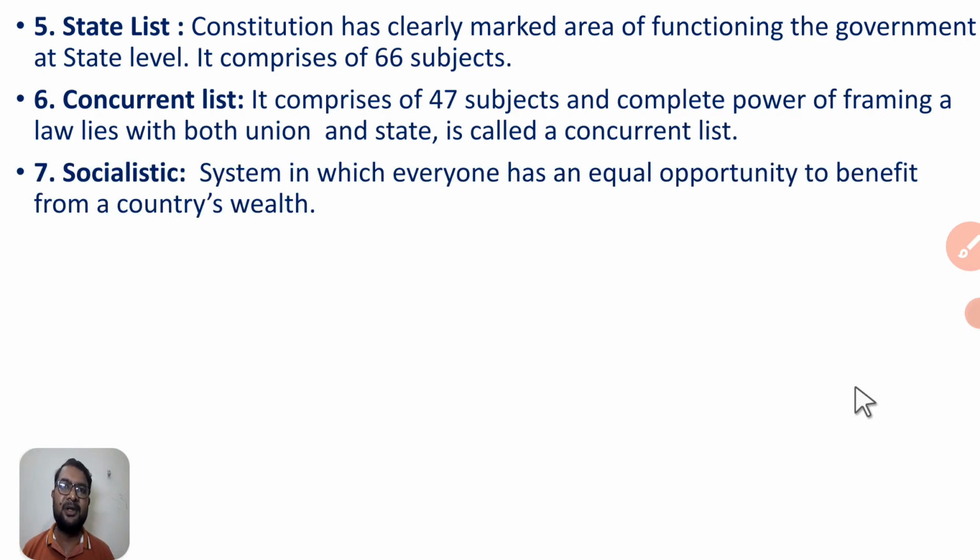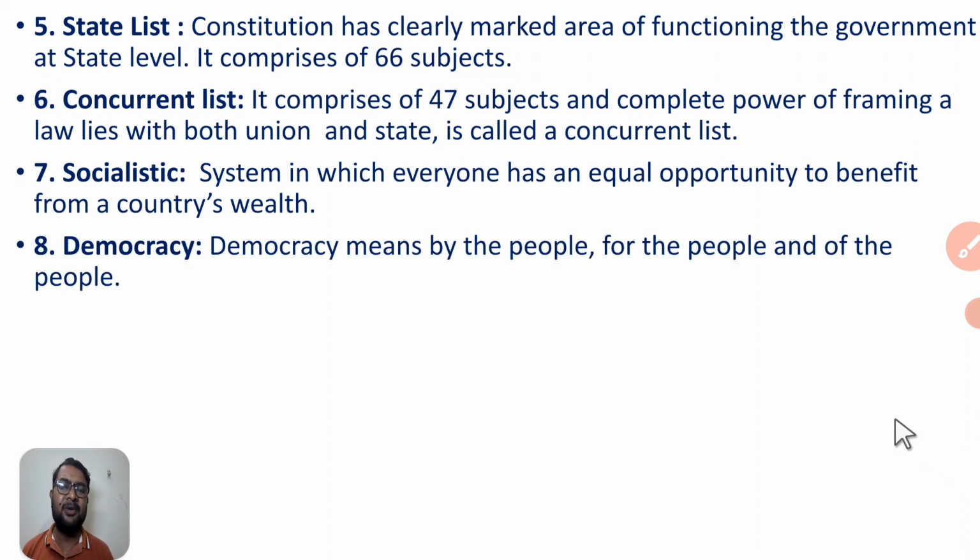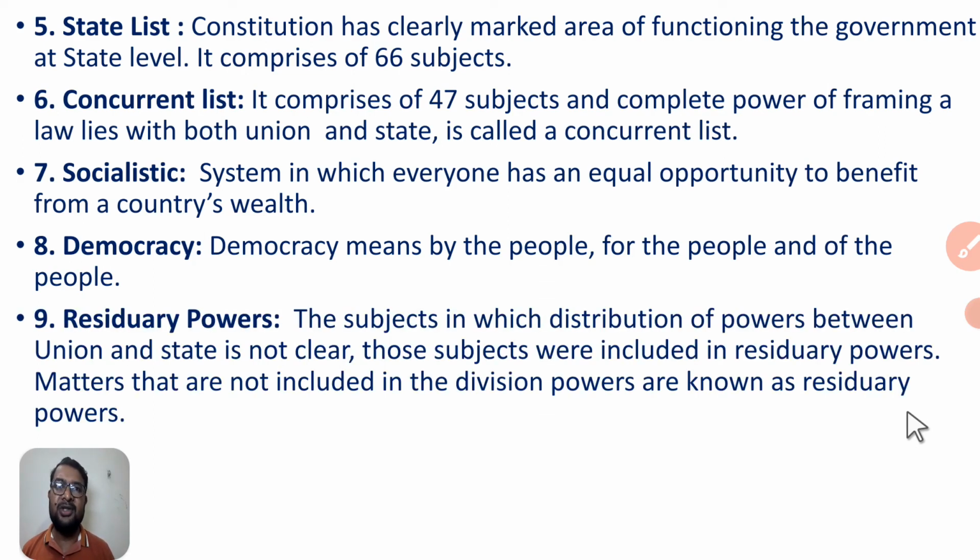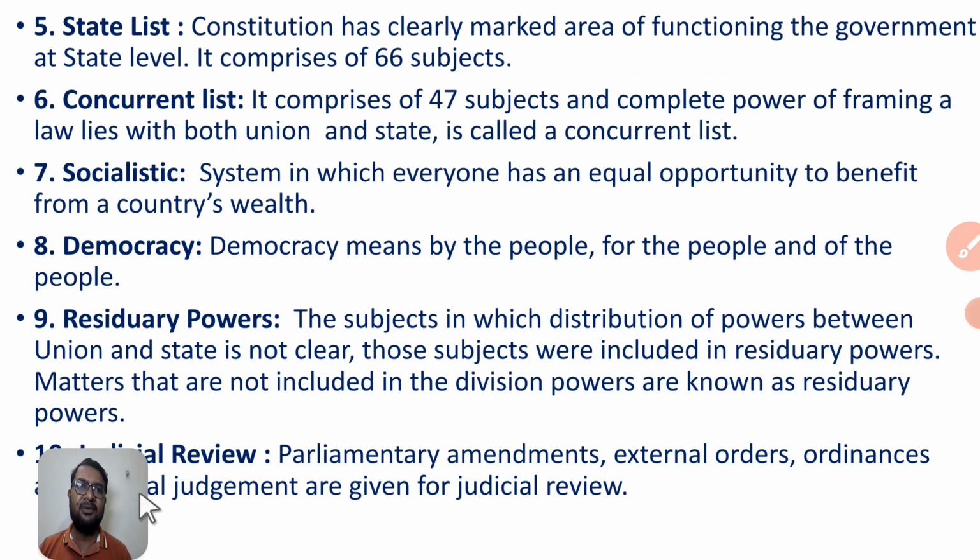Socialistic system is one in which everyone has equal opportunity to benefit from a country's wealth. All are considered socially equal and all are given opportunities. Democracy, simple meaning: by the people, for the people, and of the people government. Residuary powers: subjects in which the distribution of powers between union and state is not clear are included in residuary powers. Matters that are not included in the division of powers are known as residuary. Those that do not come under the state list and union list come here.